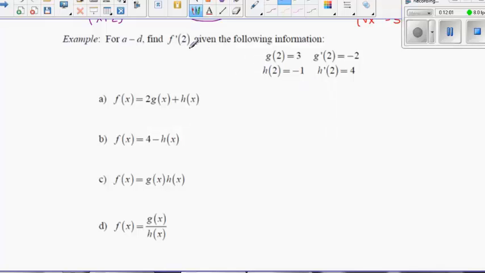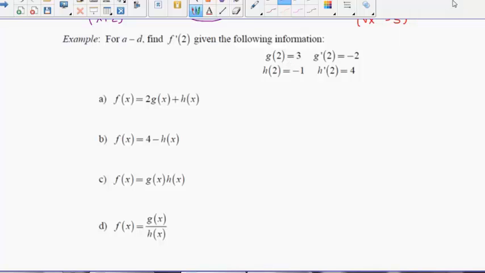Okay, so here's g, g prime, h, and h prime of 2. Here's some f's. They want us to find f prime of 2. So let me show you how this works. What we're really looking at here is how do you deal with the notation? Well, if f of x is 2g of x plus h of x, then f prime of x says that if you're taking a derivative of a number times a function, the derivative is just the number times the derivative of that function.